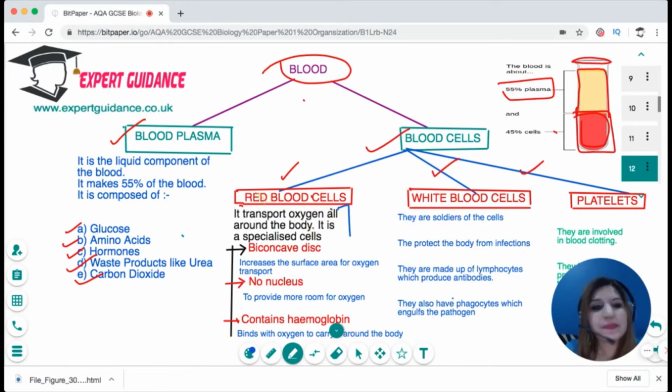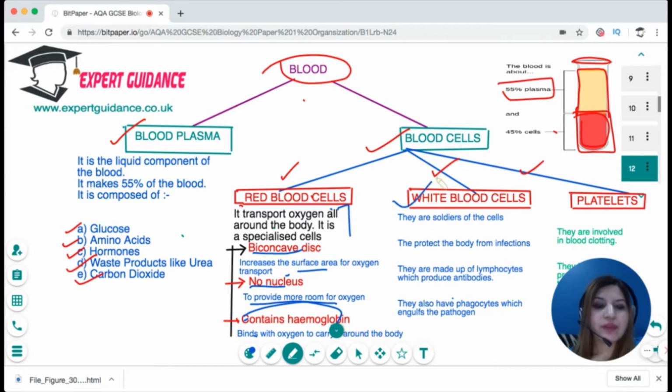Why is it a special cell? Because to carry out these special functions, it has special adaptations. They are in the form of a biconcave disc, which increases the surface area for oxygen transport. They have no nucleus, so that they can have more room for the oxygen, and they contain a pigment called hemoglobin, which binds with oxygen and carries it all around the body.